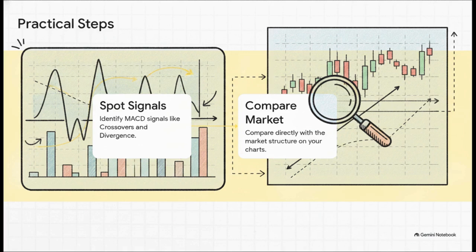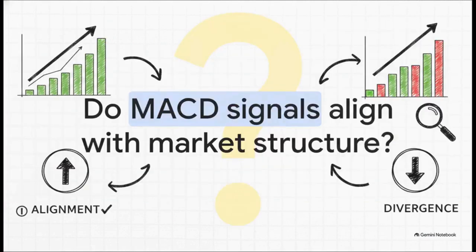Never, ever look at the MACD in pure isolation. You always have to ground the mathematical momentum of the indicator within the structural reality of the market itself. Remember, the indicator is just the map. The market structure is the actual terrain you're walking on. And that brings us to our final, most critical thought for today.